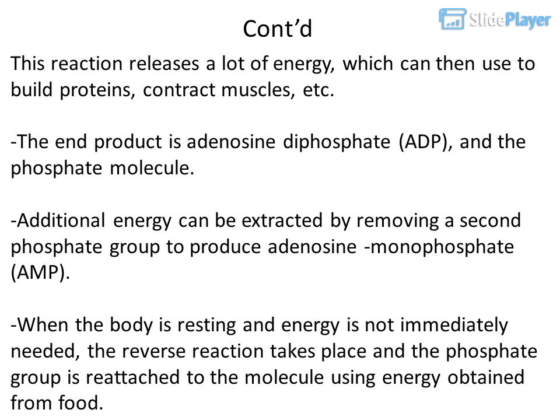The end product is adenosine diphosphate, ADP, and the phosphate molecule. Additional energy can be extracted by removing a second phosphate group to produce adenosine monophosphate, AMP. When the body is resting and energy is not immediately needed, the reverse reaction takes place and the phosphate group is reattached to the molecule using energy obtained from food.